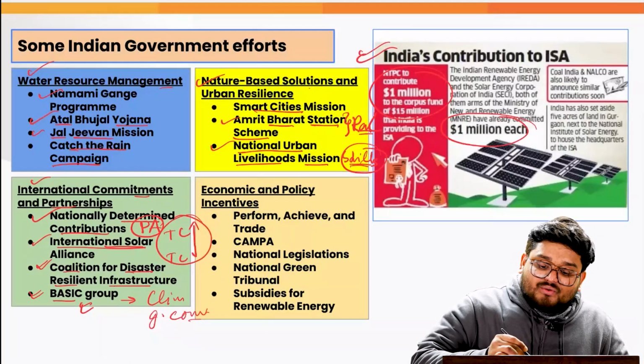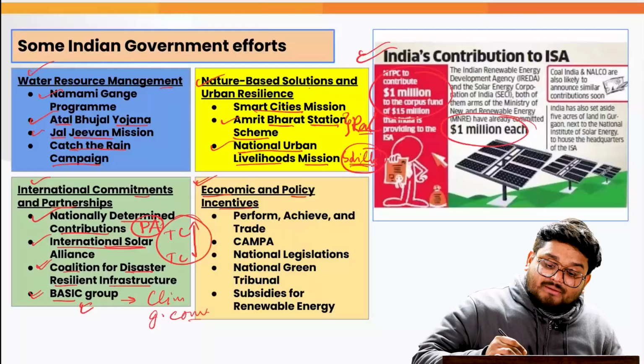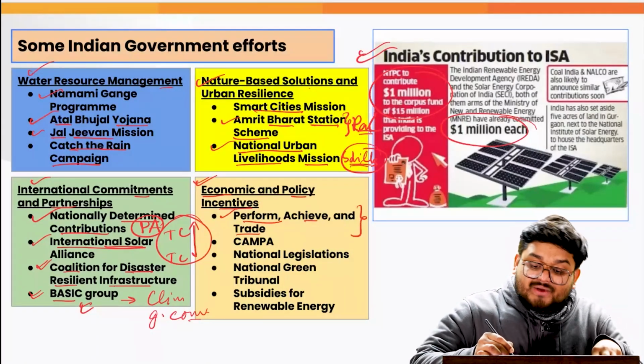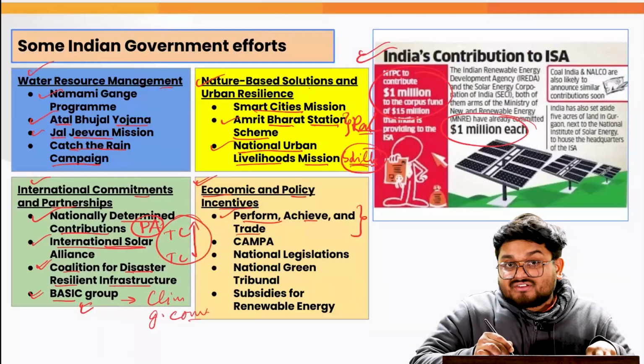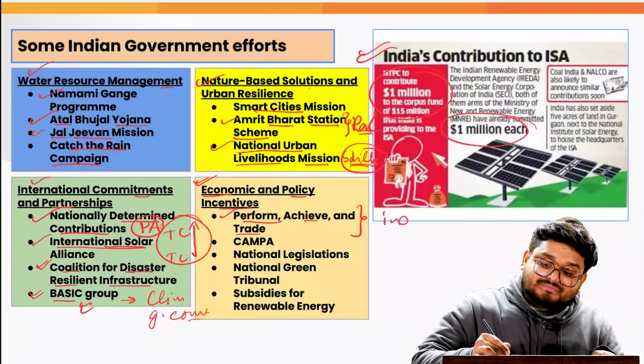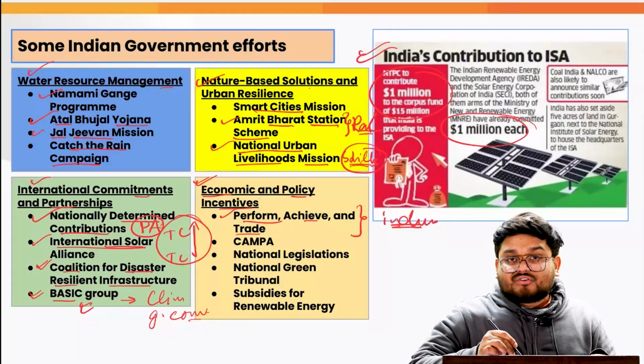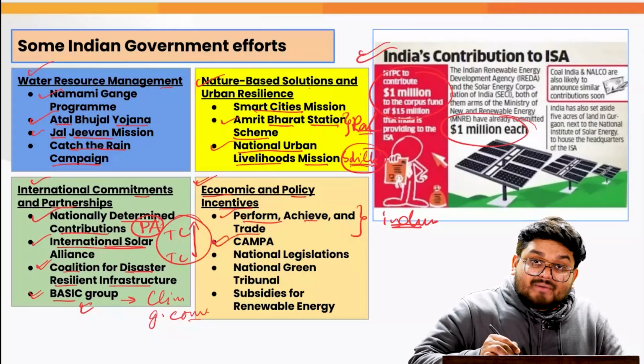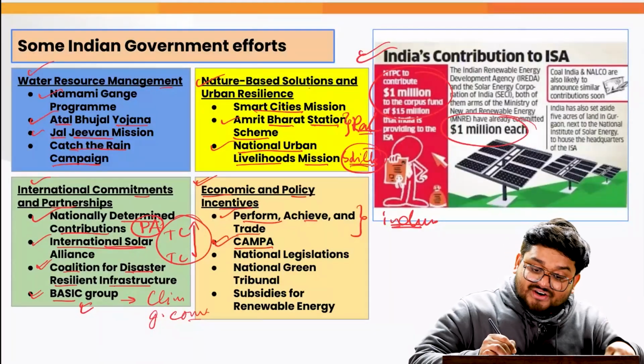Also, finally, when we look at economic and policy incentives, we have the Perform Achieve Trade scheme, which is a very important and crucial aspect of reducing greenhouse gases with reference to various industries, where credits can be generated for this kind of consumption. And finally, we also have the CAMPA. Recently, yesterday only, this was covered in the Analyst.